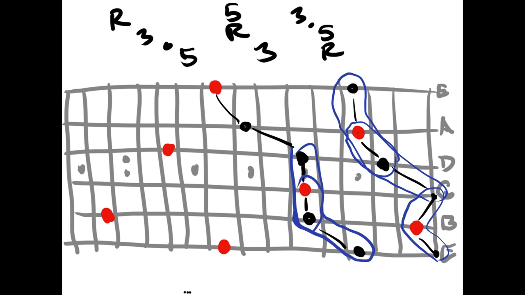We have another triad there. This one, fifth above it, got pushed forward by the B string, so the third ends up being there. This one, and this one, that's our G shape.